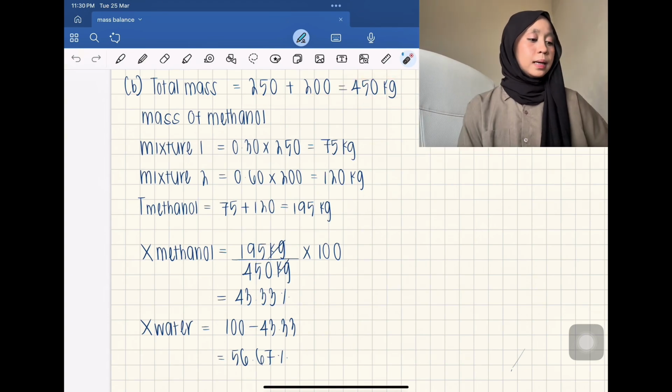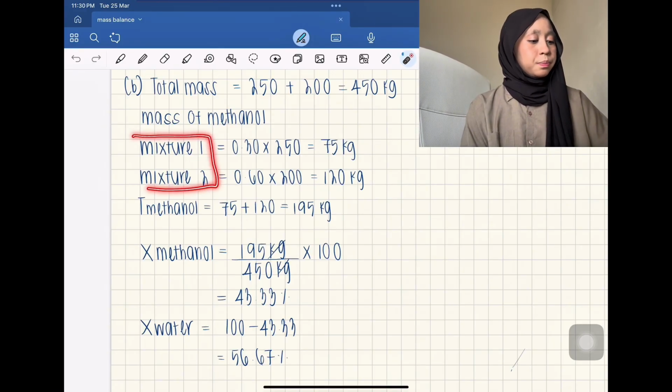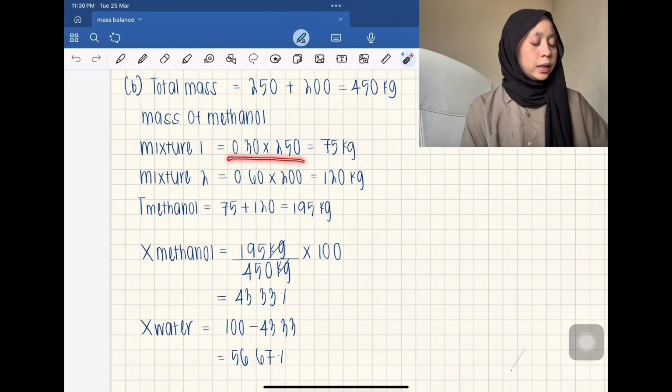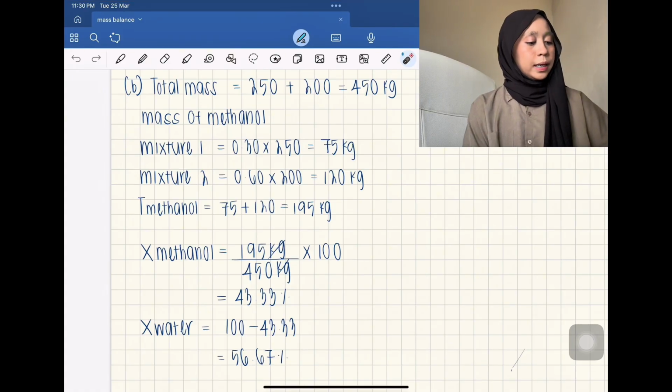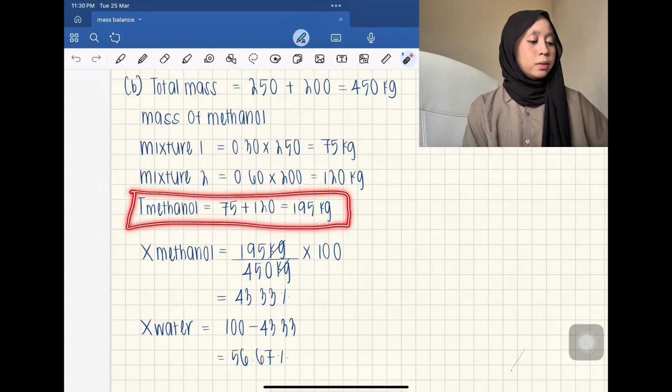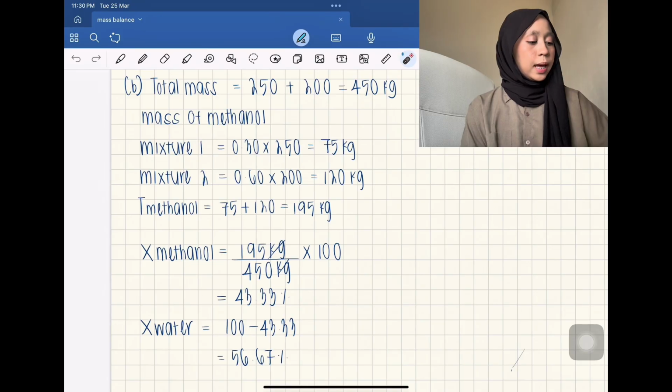Then we have to calculate the mass of the methanol in the final mixture. So we need to calculate the mass of the methanol from each of the mixtures. Methanol in mixture 1 is 0.30 times 250, which equals 75 kilograms, and methanol in mixture 2 is 0.60 times 200, which equals 120 kilograms. So the total methanol in the final mixture is 75 plus 120, which equals 195 kilograms.